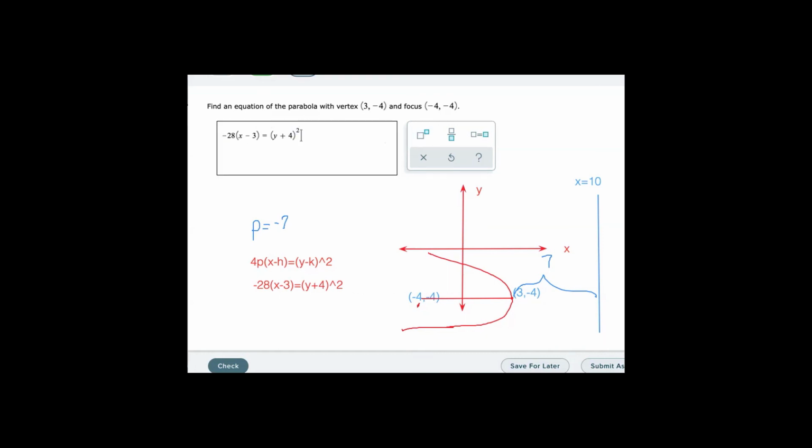When we substitute in 3, we get 3 minus 3, which is 0. And then we plug in negative 4. We get negative 4 plus 4, which is 0. So we get 0 equals 0. So we know that point is on the graph. And then it opens to the left, so we know that the coefficient of x should be negative. And p is negative 7, and so 4 times p is how we got the negative 28. The x minus 3 is what's linear because it's a horizontal parabola.